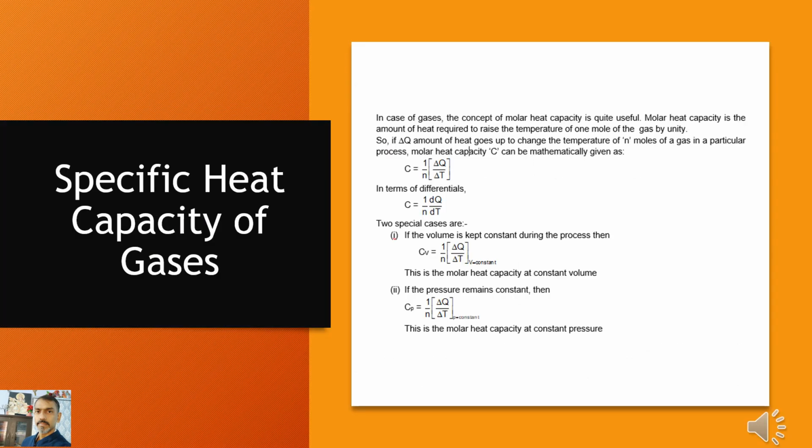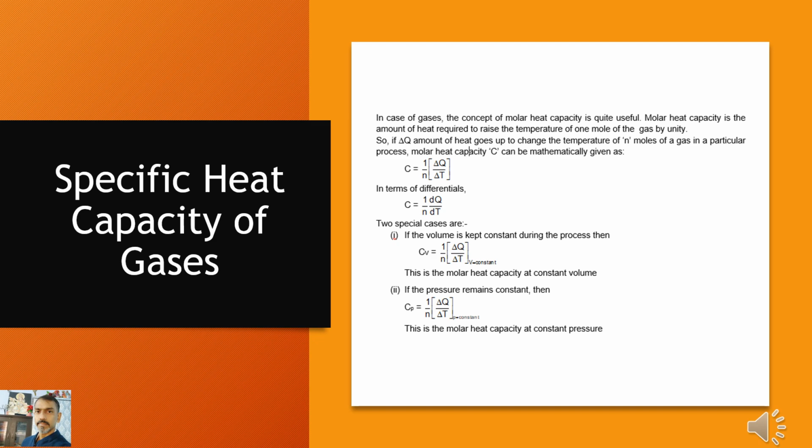Molar specific heat capacity is defined as the amount of heat required to increase the temperature of 1 mole of substance by unity. It is independent of the amount of substance. It depends on the nature of the substance, its temperature and the conditions under which heat is supplied. Its unit is joule per mole per Kelvin.